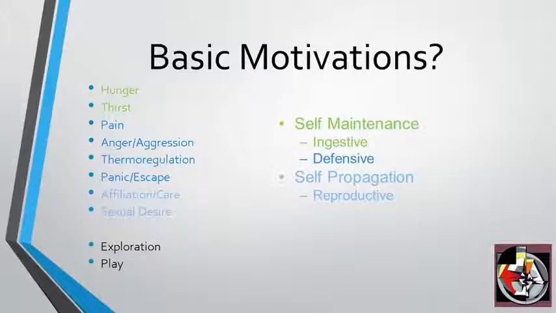So for self-maintenance, there's an ingestive set of basic motivations: hunger, thirst. There's a set of defensive motivations: pain, anger, thermoregulation, panic and escape. And then there are motivations associated with reproduction: affiliation, care, and sexual desire. And then I put exploration and play outside of that, I would say, because those two things serve both of these approximately equally.